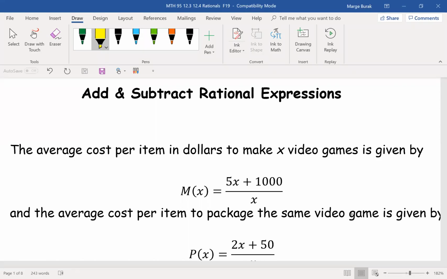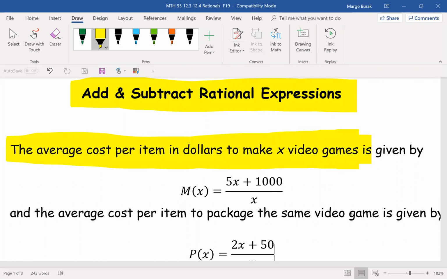Well, let's do some adding and subtracting of rational expressions. The average cost per item in dollars to make x video games is given by this function, M of x equals (5x plus 1,000) divided by x. So that's the average cost per item, so per game.